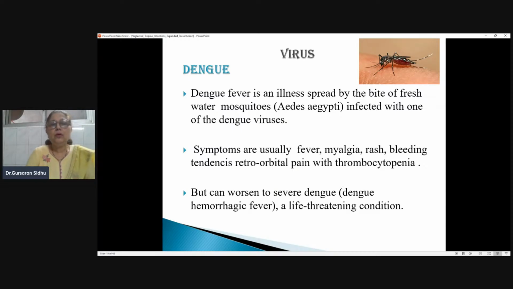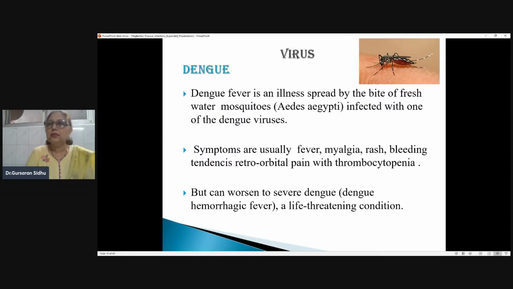So, dengue fever is caused by the bite of a freshwater mosquito called Aedes aegypti, which has been infected with the dengue virus. The mosquito spreads the disease from one patient to another, so once it starts spreading from one to another, it really becomes an epidemic. It may be a very mild disease if it is only fever, myalgia, rash, bleeding tendencies, or retroorbital pain, or if thrombocytopenia is not very bad.